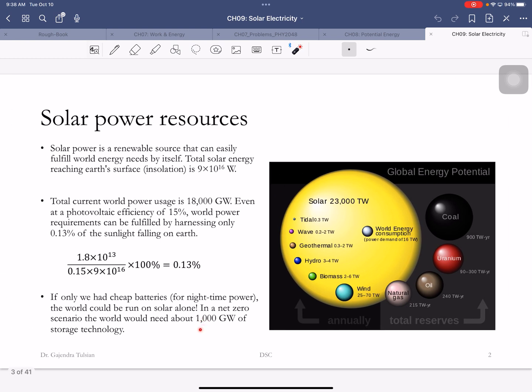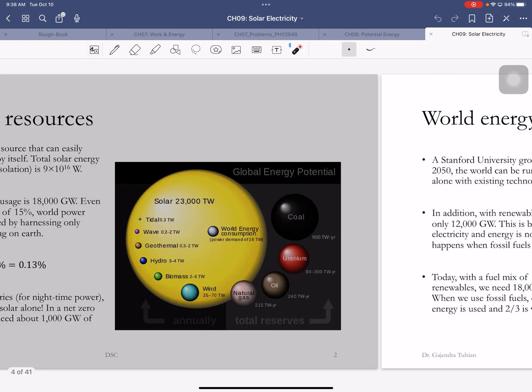So here's how you remember this kind of stuff. What do you need to run the world? About 15,000 gigawatts. And 1,500 gigawatts would be 10%. So whatever your power plants are, you need roughly 10% in batteries. So that's how you think about it.